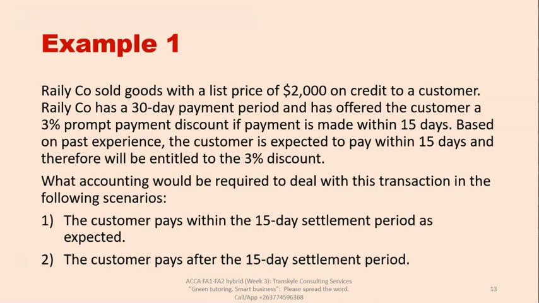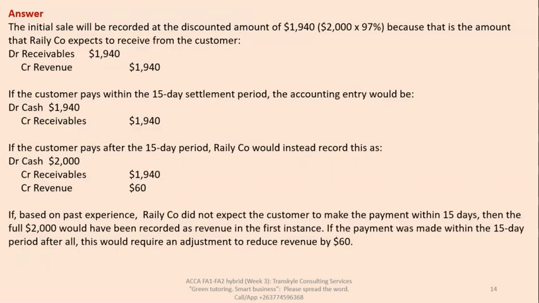Now, we are having two situations here. The first one, this guy pays within the 15-day payment period, and the second, after the payment period. Now, the initial sale will be recorded at the discounted amount of 1,940. That is 2,000 multiplied by 97%. Where did we get the 97%? 97% is 100 minus the 3% settlement discount. If somebody is paying within 15 days, we are going to give them 3% discount.